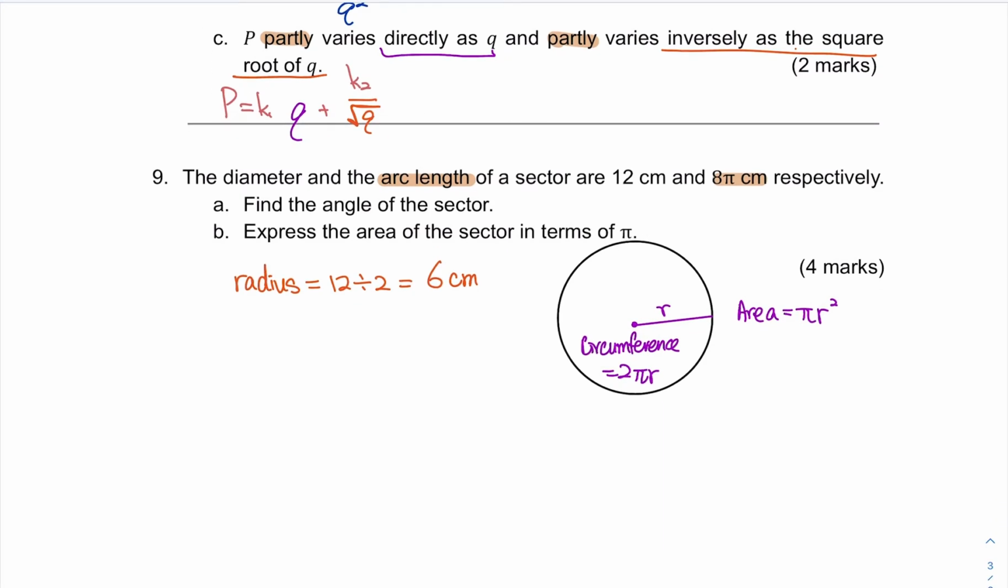Sector means part of the circle. For example, if I cut from here to here, like this to this thing is called sector. So this highlighted part is called a sector. Okay, let's draw it outside. Just for your own reference, it's better to draw it. It's easier to do the questions later on.